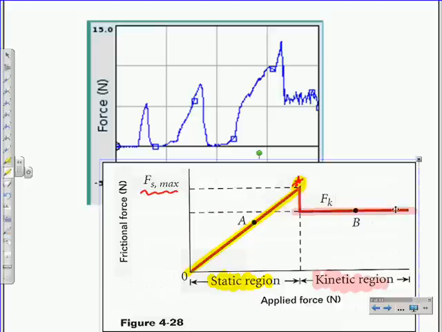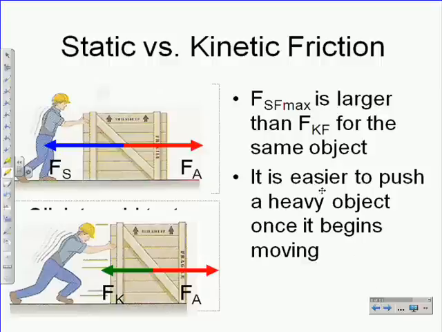Now that we've talked about the different kinds of friction that exist and how it applies to an object in motion and an object not in motion, let's talk a little bit more about static versus kinetic friction. The maximum static friction value is always going to be larger than the kinetic friction value if we're talking about the same object on the same surface. It's easier to push a heavy object once it's already moving. It's harder to get something to start moving than it is to keep it moving once it already is.